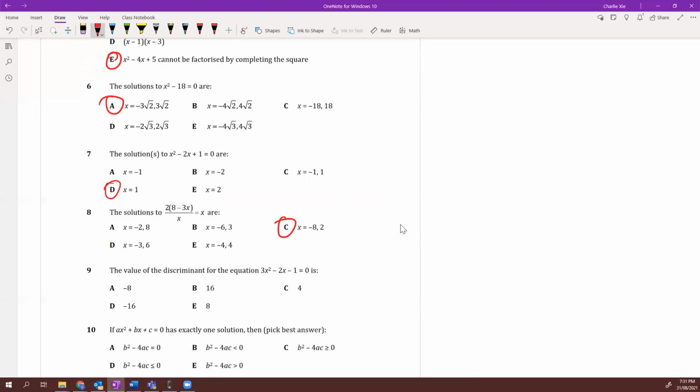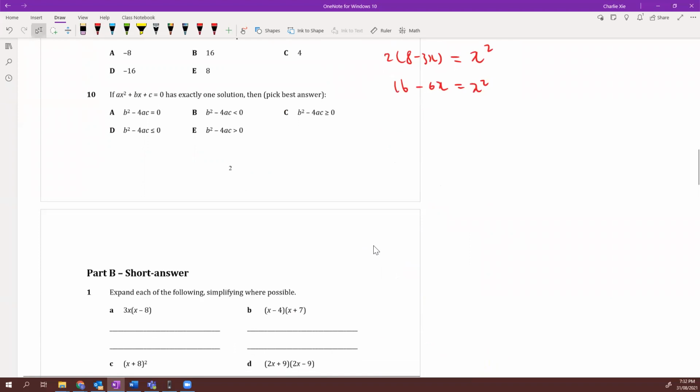All right, let's have a look how to do this by hand. 2 bracket 8 minus 3x over x equals x. I'm going to multiply by x for both sides. Multiply by x, so this is divided by x, this is canceled out. So 2 bracket 8 minus 3x equals x times x, x squared. And then you distribute: 2 times 8, 16, minus 2 times 3x, so minus 6x equals x squared.